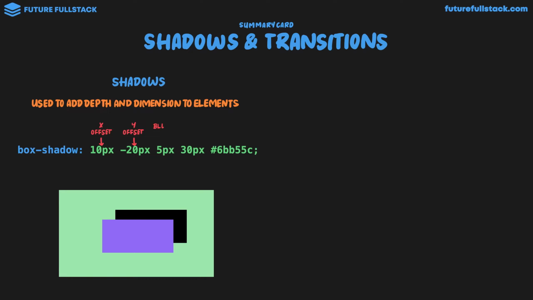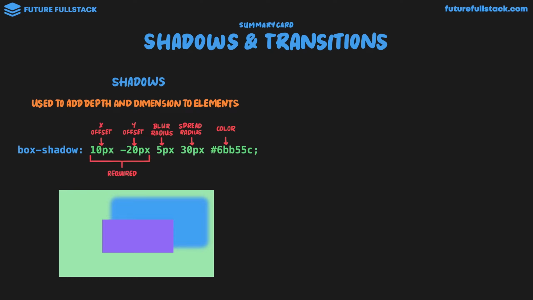The next value is the blur radius, which will blur the edges of the shadow like we see here. The next value of 30 pixels was the spread radius, which increases the overall size of the shadow like we see here. And the final value was the color, which changes the color of the shadow, like we see in the diagram here. Now the X offset and Y offset are required, whereas the blur radius, spread radius, and color are all optional.